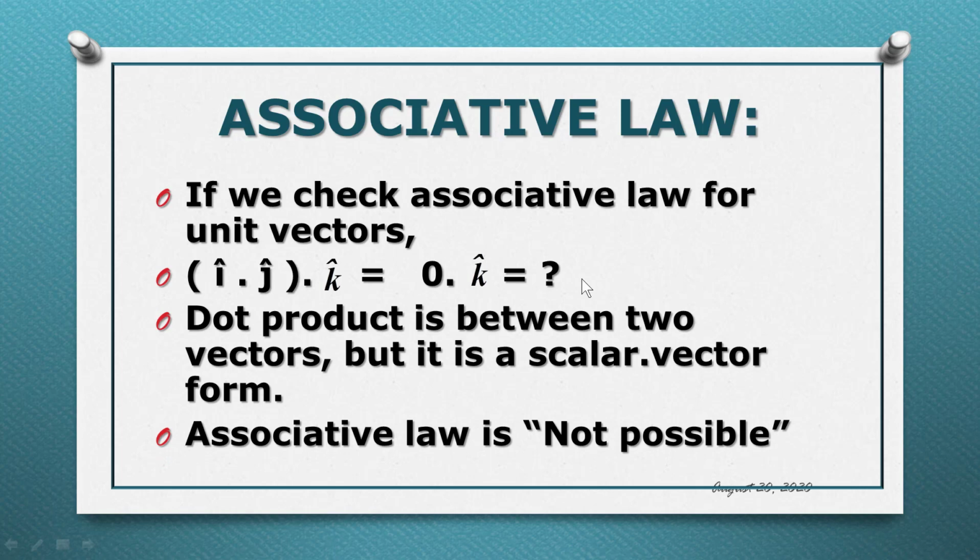You will not say that it does not hold. Does not hold means that the left hand side is not equal to the right hand side. We cannot calculate the associative law. It is not possible because we are getting this form, scalar dot vector.